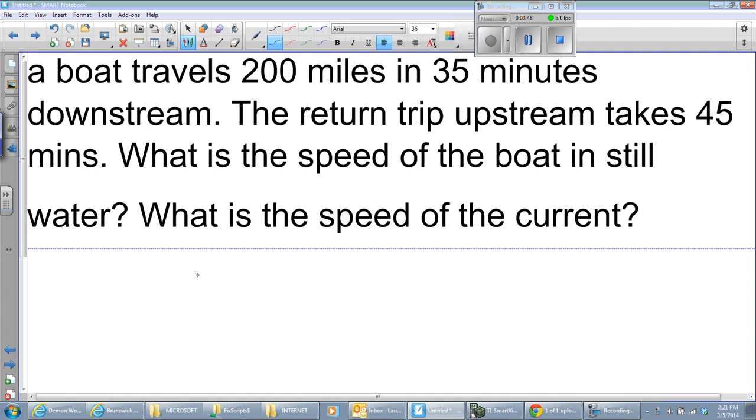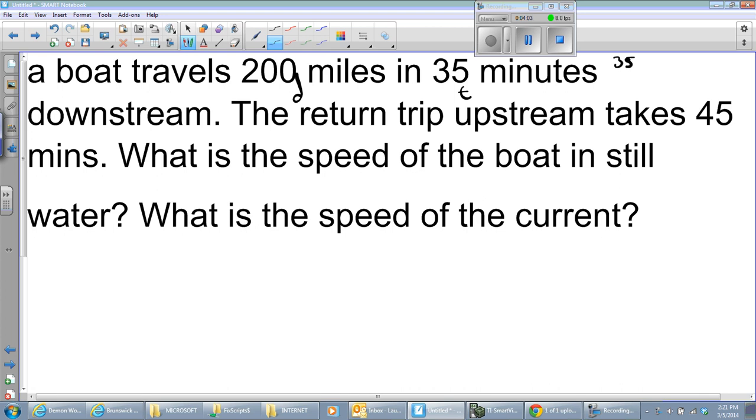We've got a boat traveling 200 miles in 35 minutes. Well, this is a distance, right? Distance. And this is a time. The problem is this time is not in hours. So I'm going to take 35 minutes and divide by 60. That will give me the fraction of hours. And so 35 divided by 60 is the same as 7/12... which is 0.7. So for my time, I'm going to cross that out, and I'm actually going to write 0.7 hours.